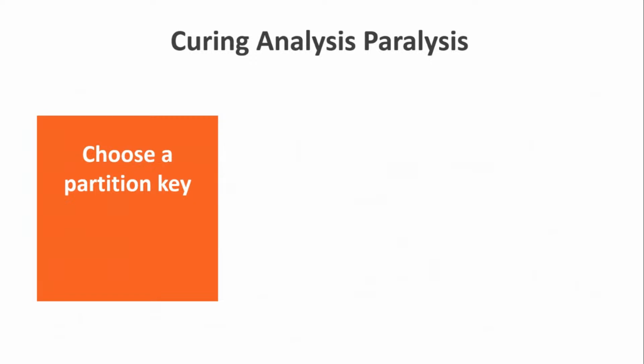This is often referred to as analysis paralysis, because when you choose a partition key, you will do so based on your most common querying patterns, which will often fall into like the 80% category or better. And that will satisfy 80% of your queries.